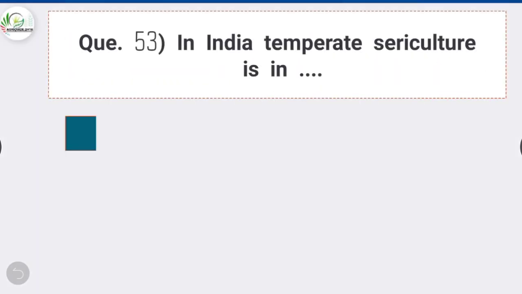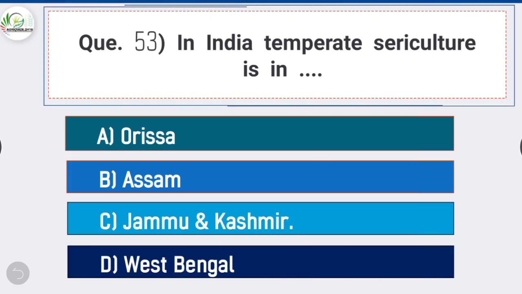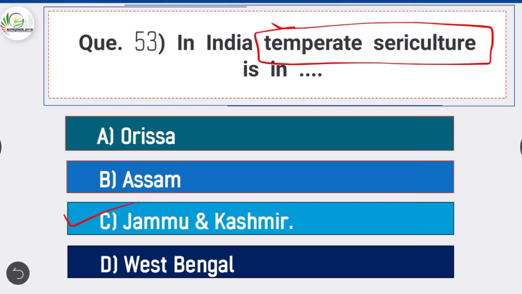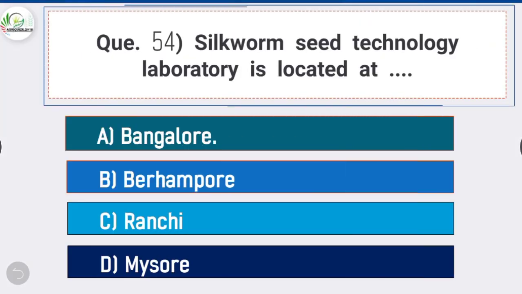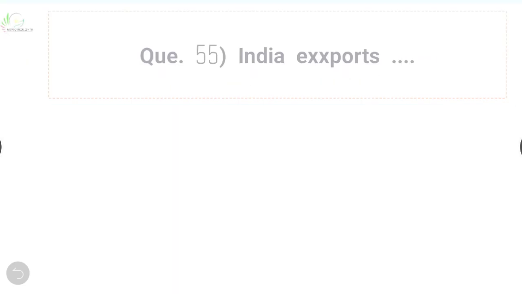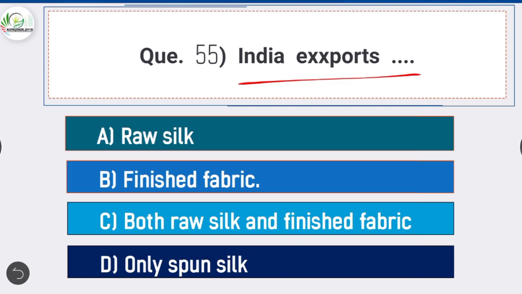Question number 53. In India, temperate sericulture is in, and the correct answer is Jammu and Kashmir. In India, temperate sericulture is in Jammu and Kashmir. Question number 54. Silkworm Seed Technology Laboratory is located at, and the correct answer is Bangalore. Silkworm Seed Technology Laboratory is located at Bangalore. Question number 55. India exports, and the correct answer is finished fabric. India exports finished fabrics.